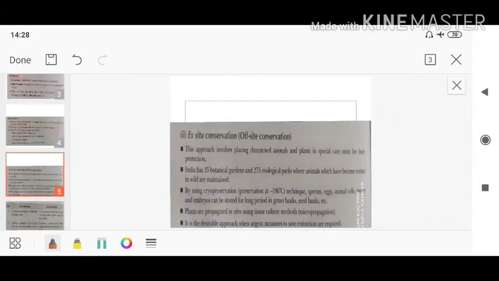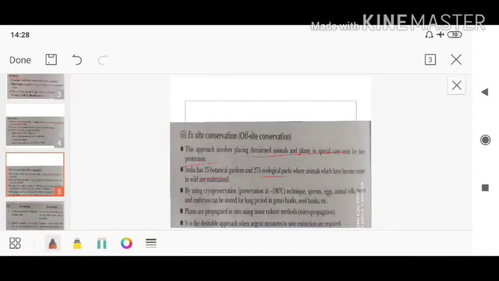Ex situ conservation. I told you what is ex situ? Outside, okay, not in their habitat. They are being taken outside. From one place they are taken and shifted to another place. There they create an artificial setup and preserve them, okay. This approach involves placing threatened animals and plants in special care units for their protection. India has 35 botanical gardens and 275 zoological parks where animals which have become extinct in the wild are maintained.